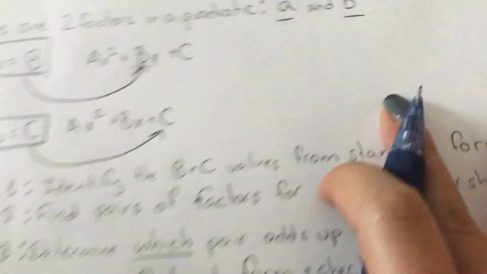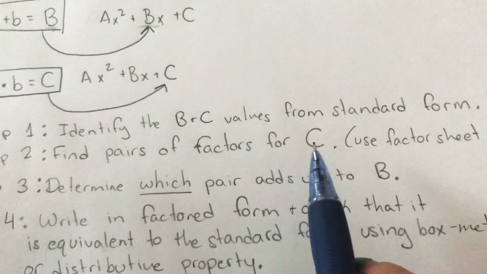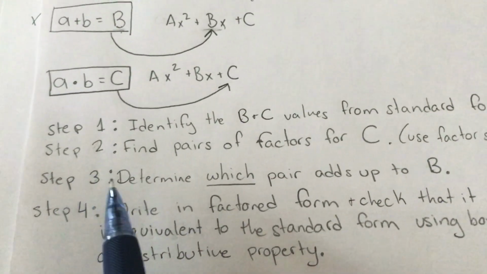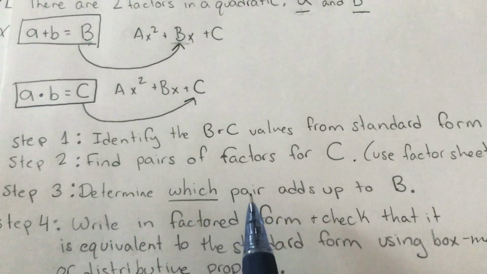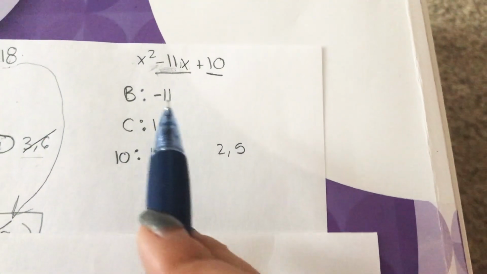So I'm going to list out that pair. I have 1 and 10 and I have 2 and 5. Good, so I'm done with that step. I listed out my factors for c. Step 3, I need to determine which pair adds up to the b value. So my b value is negative 11.